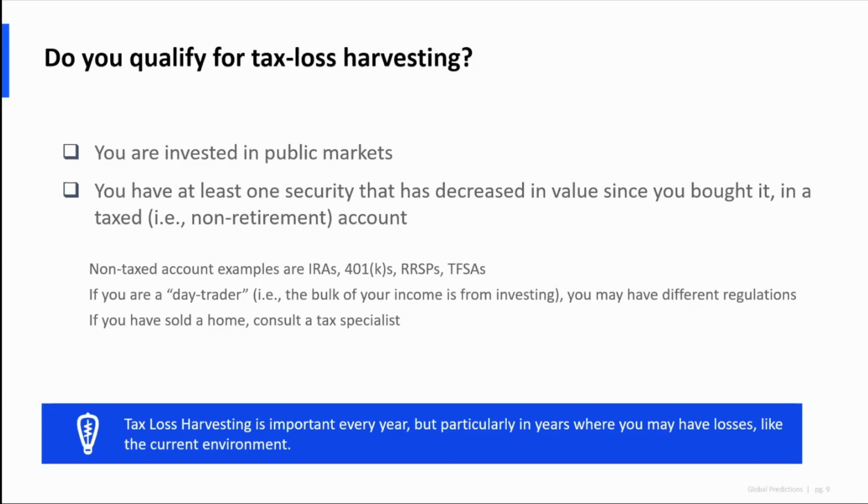I should also point out that there are a couple of special situations here. If you fall into those, you might want to get more detailed guidance. If you are a day trader, meaning you get most of your income from investing on your own, not from a job or consulting or what have you, you're going to have slightly different regulations in the US and in Canada. And if you've done something like sell a home, then some of the tax details get a little more nuanced. I don't mean in general, I mean in this calendar year.